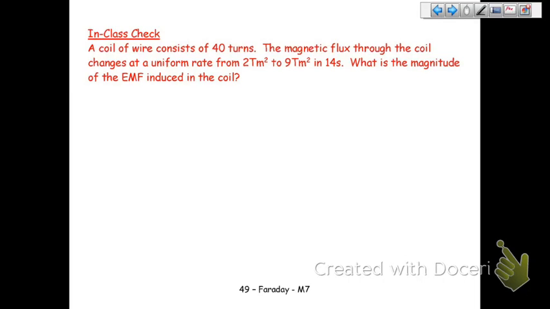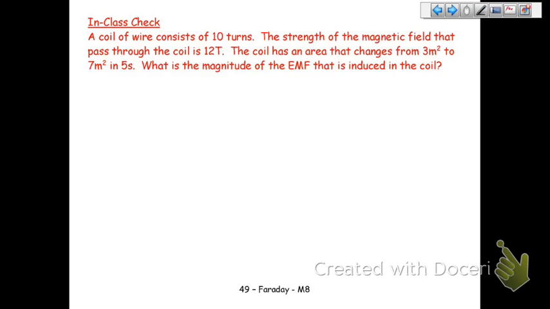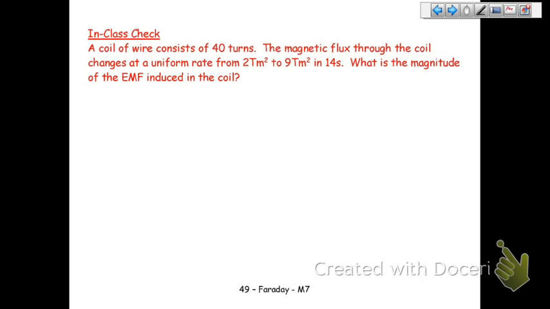So a coil of wire consists of 40 turns. Magnetic flux through the coil changes at a uniform rate from magnetic flux. I don't want to do that one. I'm going to change this. Let me just check on that. The coil has an area, yes. This is a mistype on my part.